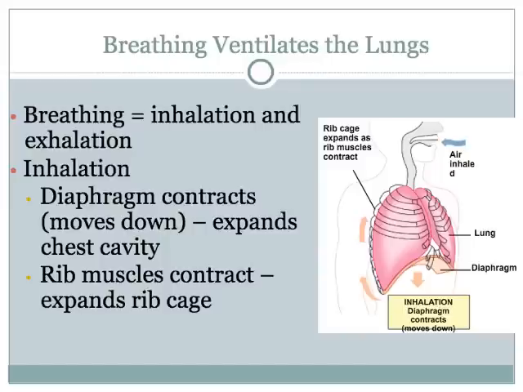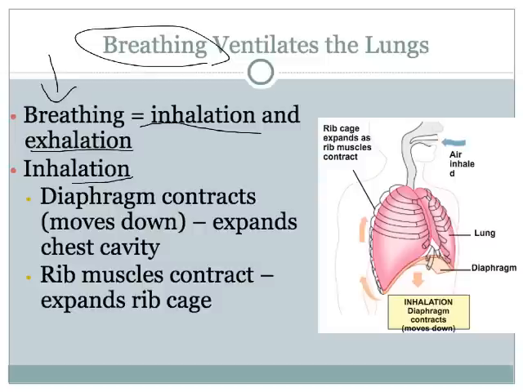So in this unit we're going to be talking about many things, the first of which is breathing and how breathing works. So first I want to point out that breathing can be broken down into two parts: inhalation, which is bringing air into the lungs, and exhalation, which is breathing air out of the lungs. So let's start with inhalation first.